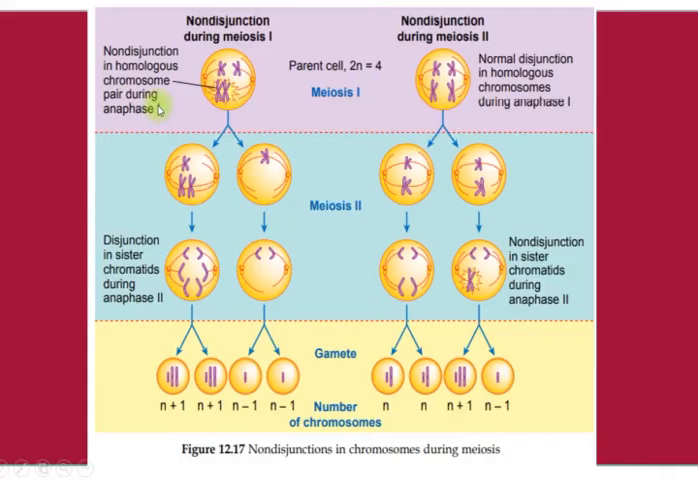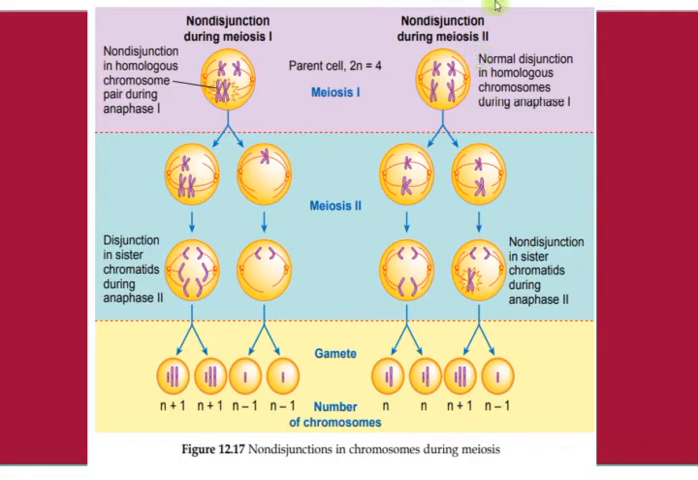Okay, so these refer to the non-disjunction that occurs during anaphase 1, and also the non-disjunction that occurs during anaphase 2. So these refer to the non-disjunction of homologous chromosomes during anaphase 1. Non-disjunction in homologous chromosomes, and at the end it will produce a gamete that either has an extra chromosome or has fewer chromosomes.